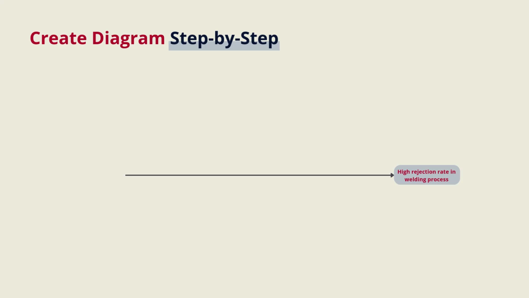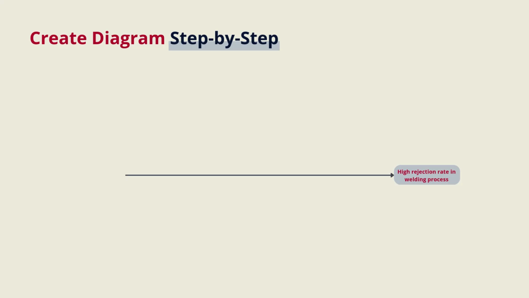Now, let's walk through the steps to create your own cause and effect diagram. Step 1. Define the problem. Write a clear, measurable statement like high rejection rate in welding process. Place it inside a box at the right side. That's your fish head. Step 2. Draw the spine. Draw a horizontal arrow pointing to the problem box.